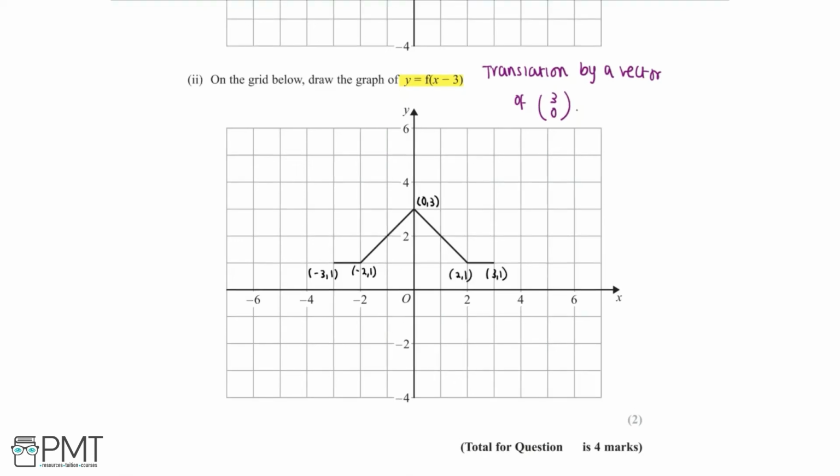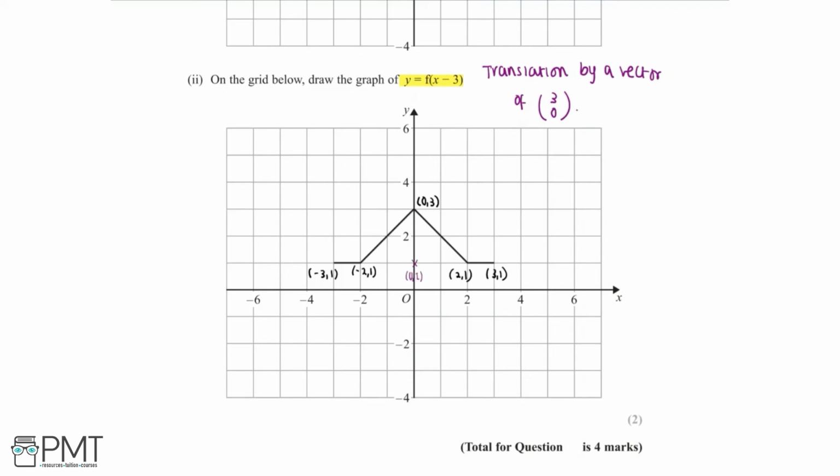We'll start with the point minus 3, 1. And to shift this by a vector of 3, 0, we need to add 3 to the x-coordinate and do nothing to the y-coordinate. We have an x-coordinate of minus 3. So minus 3 add 3 is equal to 0. Now the y-coordinate of 1 remains unchanged, so our new point is equal to 0, 1.